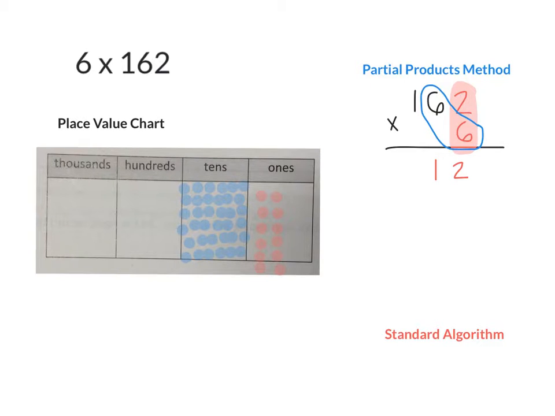How many dots now do I have in the tens position? 36. 36 tens. That's equal to 360, right? Because I know that 30 of those tens could be regrouped as 300s. So 300, 6 tens, and 0 ones.